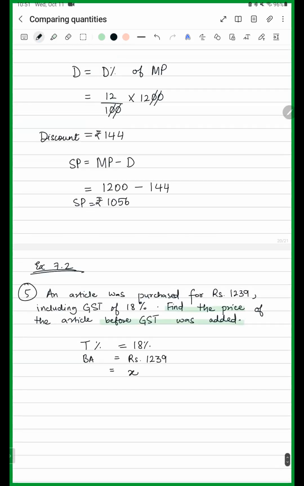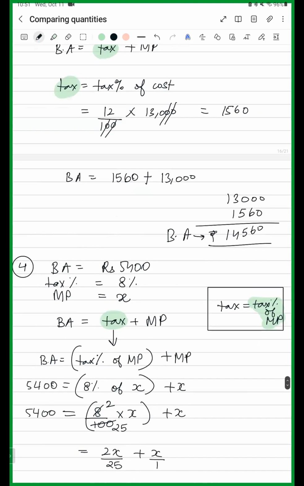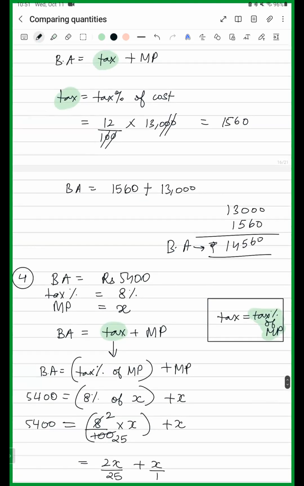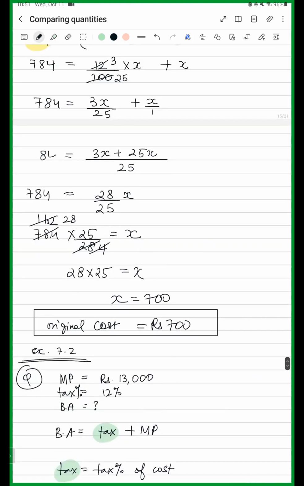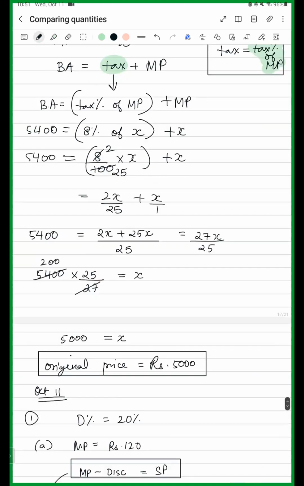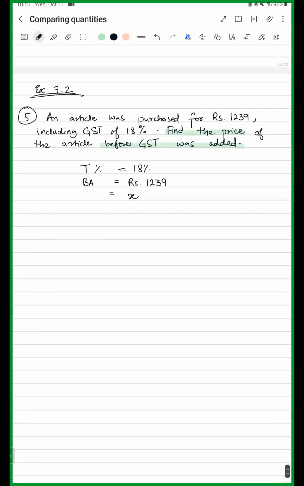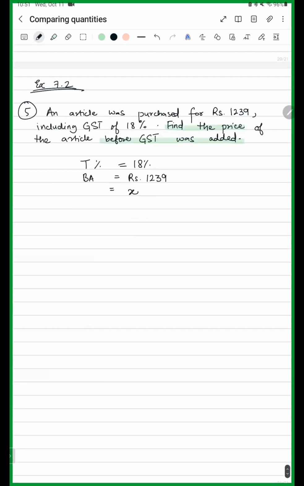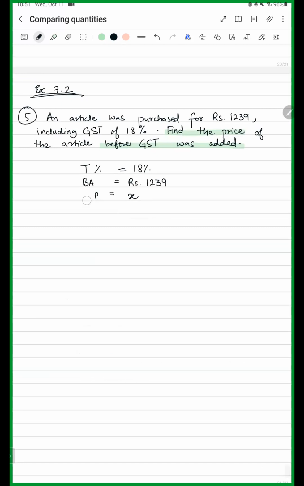What have we taken over here? We have taken MP only over here, and over here also MP. Over here we have written cost. Let's just write original cost, or we can even write original price. It's totally up to you. Since we've already used marked price when it comes to discount, we can just write original price, OP. Doesn't matter. Let original price be X. Write it like this: let original price equal X.